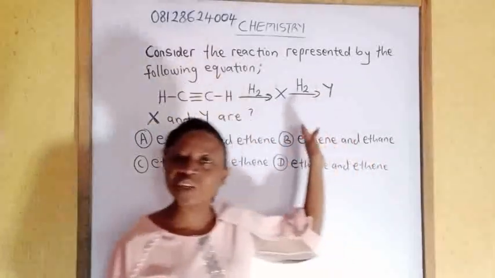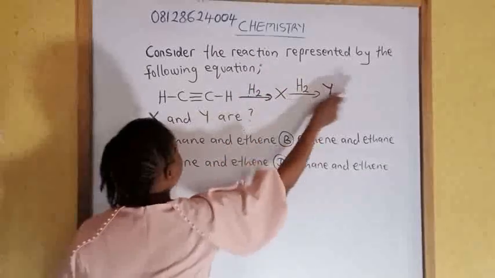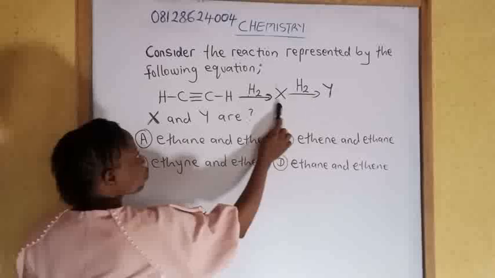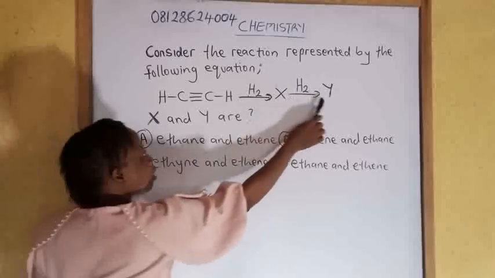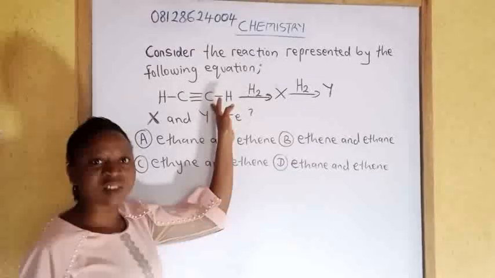Let's have this question on hydrocarbons. Consider the reaction represented by the following equation. This is the equation of the reaction. You are looking for the products X and Y from this equation. Then what type of hydrocarbon is this?